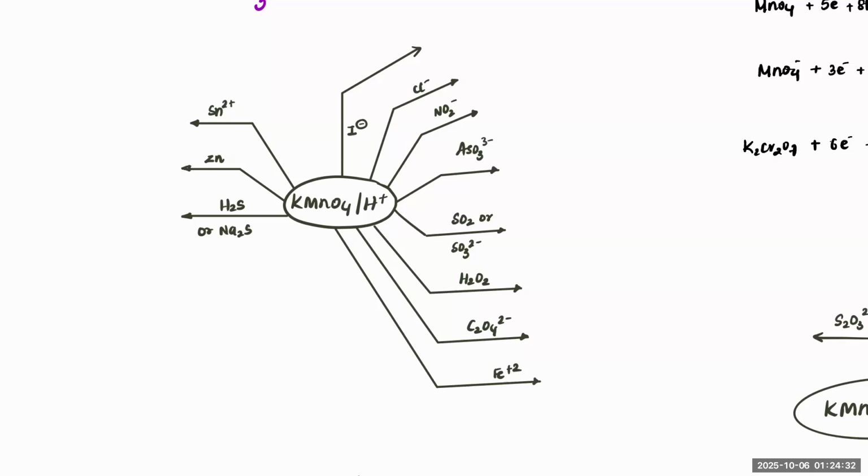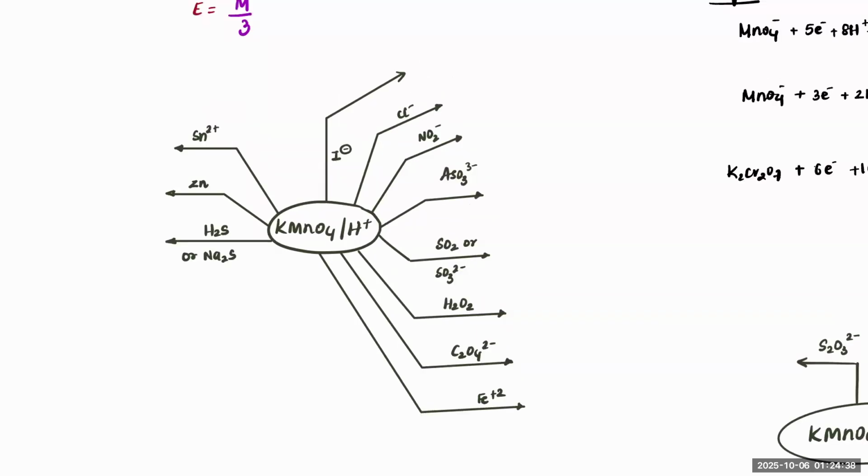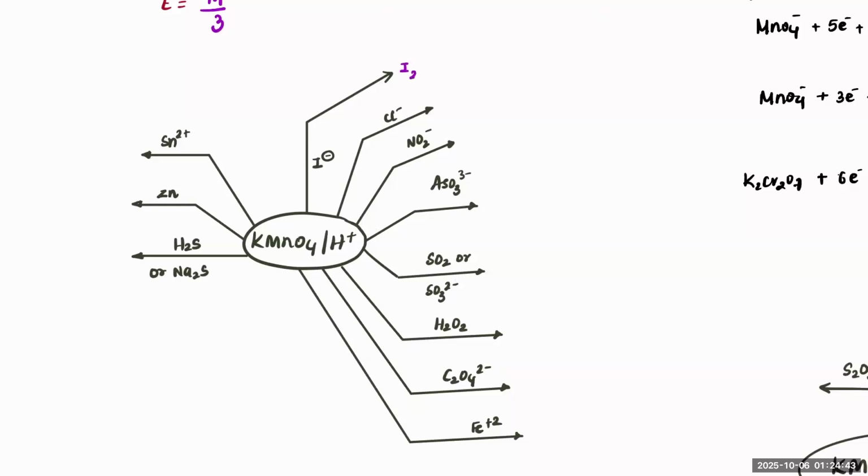Okay, starting with I minus. In the case of I minus, what does it give? I minus will give I2 plus Mn plus 2. With Cl minus, it will become Cl2 plus Mn plus 2. Here, NO2 minus will become NO3 minus and Mn plus 2. Arsenite will become arsenate plus Mn plus 2. Sulfite will become sulfate, SO4 2 minus, plus Mn plus 2.